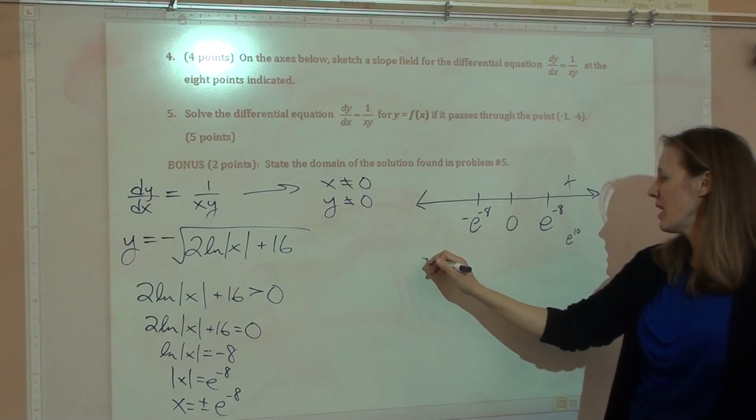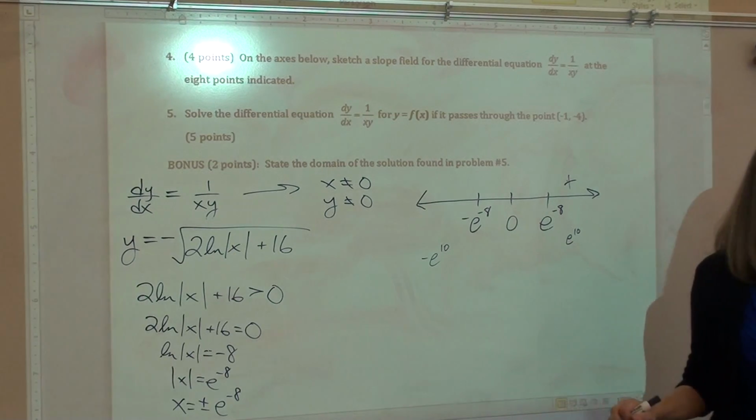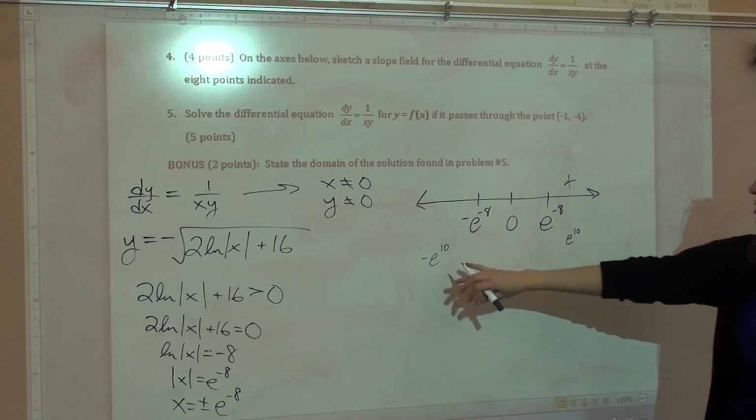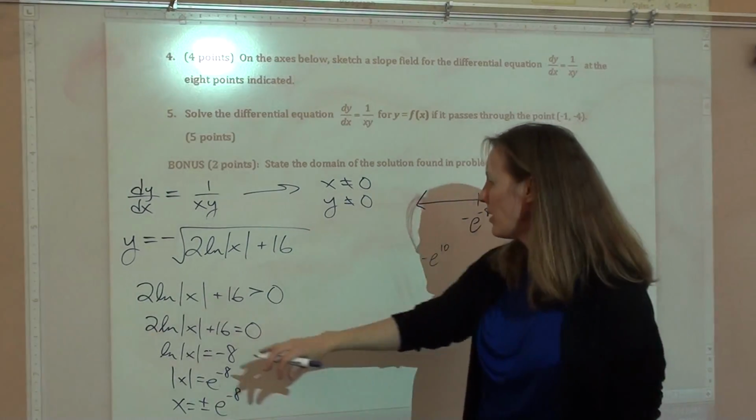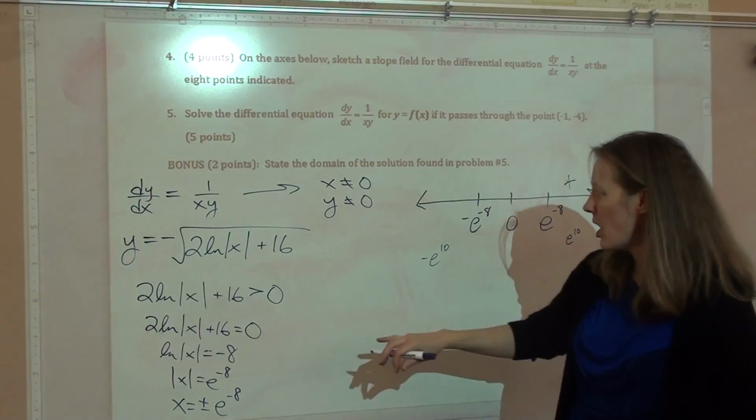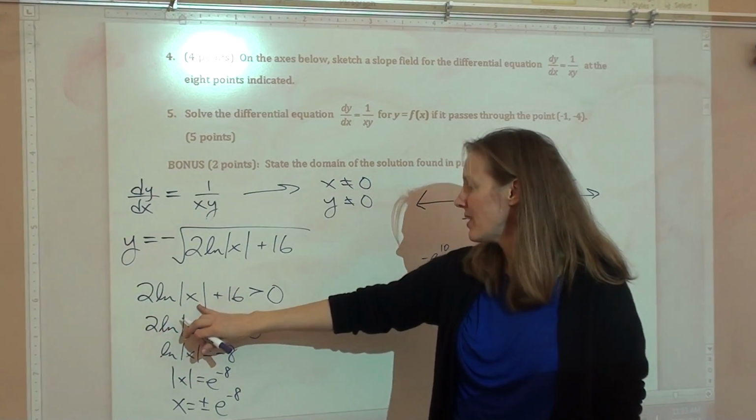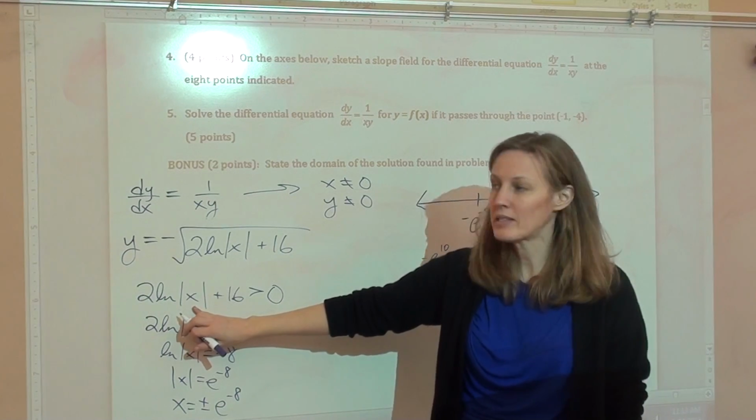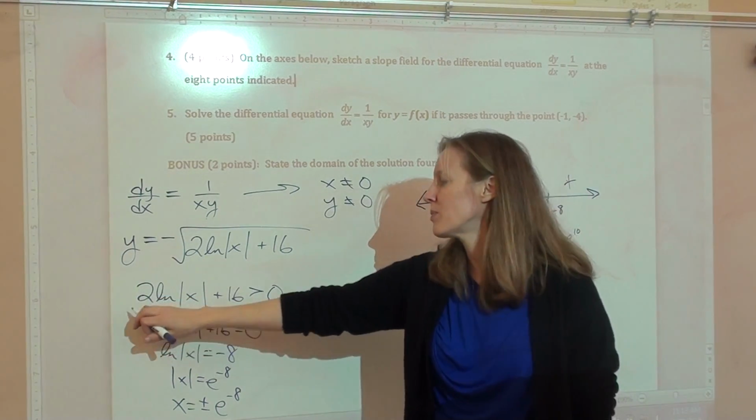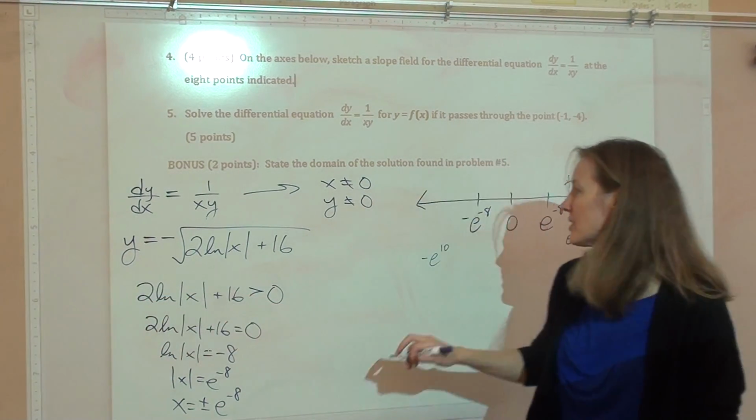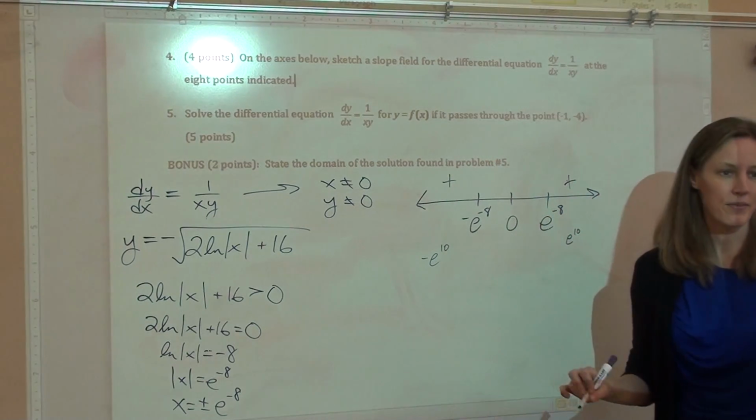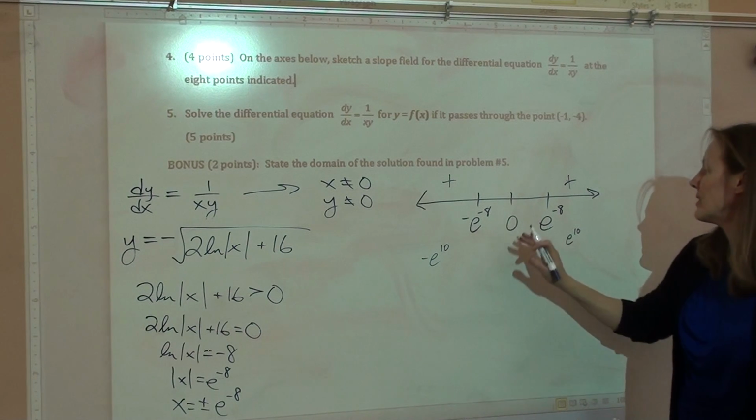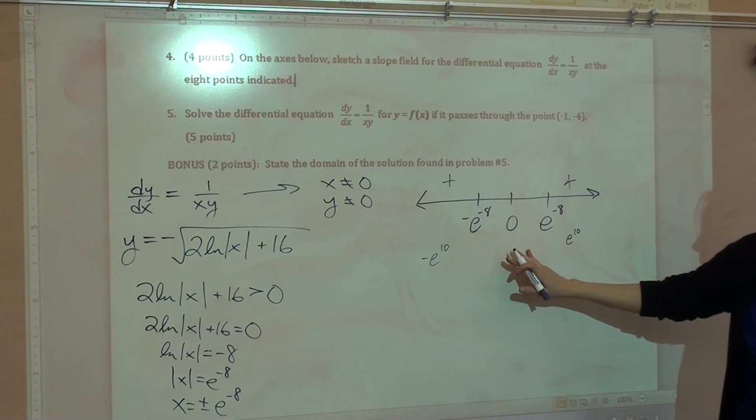Over here, let's do negative e to the 10th, because that would be way more negative than negative e to the negative 8th. The natural log of negative e to the 10th: remember, it's the absolute value, so that negative gets dropped. It's the same as the natural log of e to the 10th, which is 10. 2 times 10 is 20, plus 16. We're positive over here. Cool. Super positive.